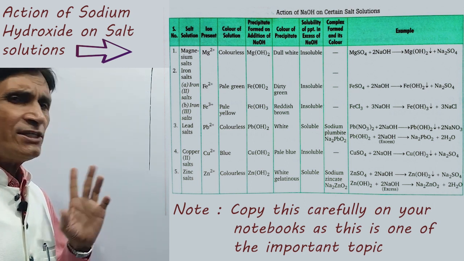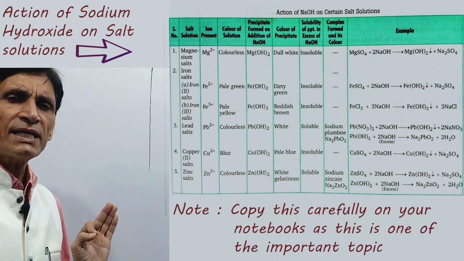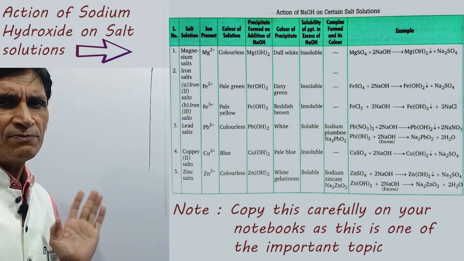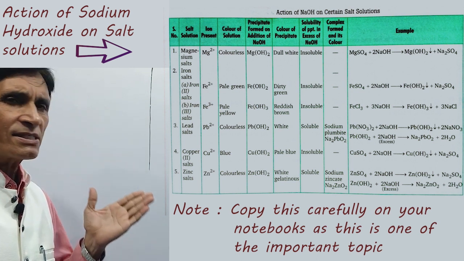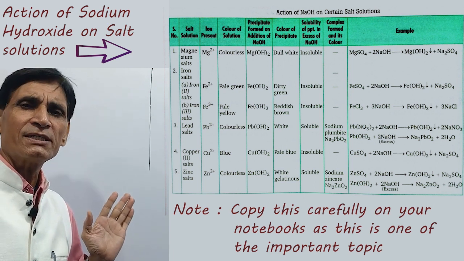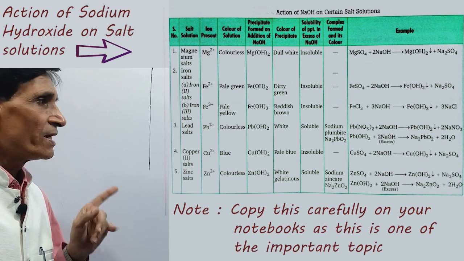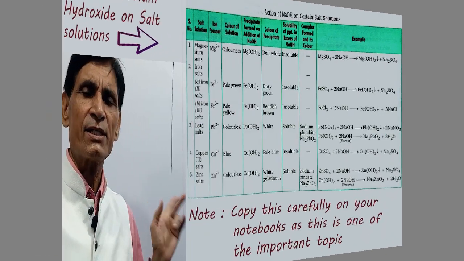Here I have taken ferric chloride, but any salt may be given: ferric sulfate, ferric chloride, ferric nitrate. The color of the solution will remain the same. The color of the precipitate is always the same, because in all cases there is formation of ferric hydroxide. Then the color of the precipitate will be reddish brown. Reaction shown there. After ferric, let us see lead salt.